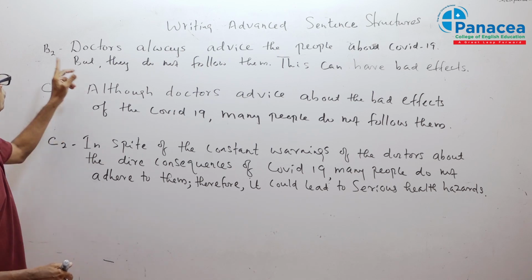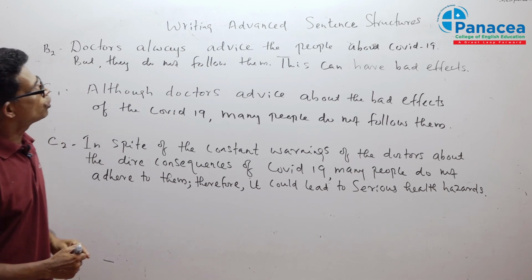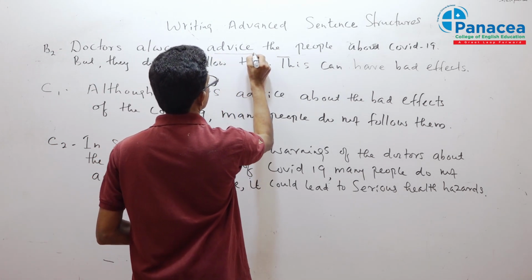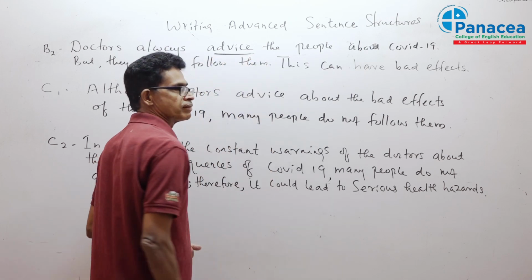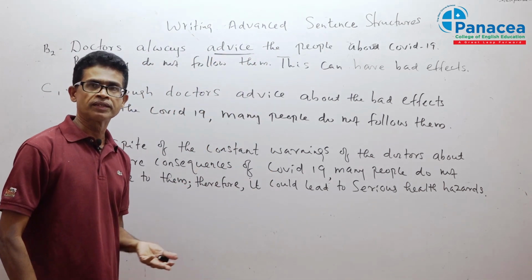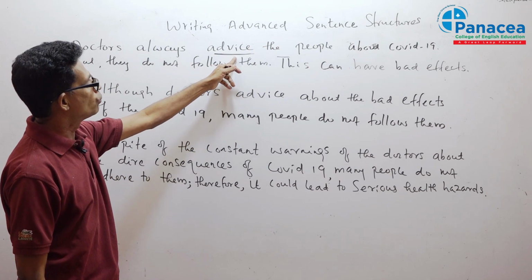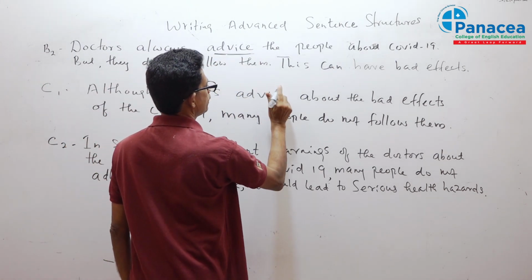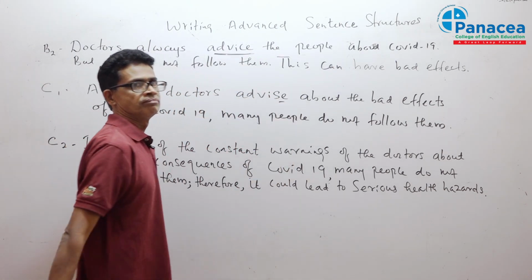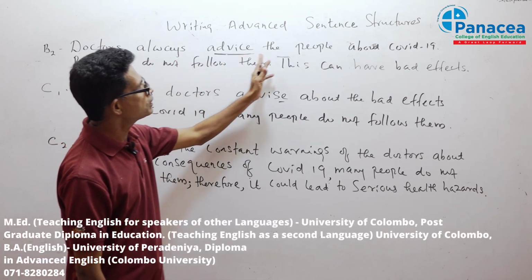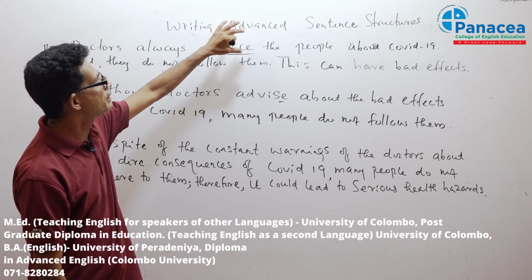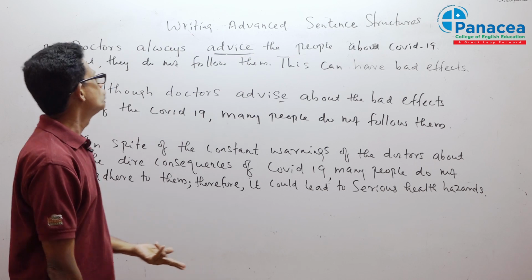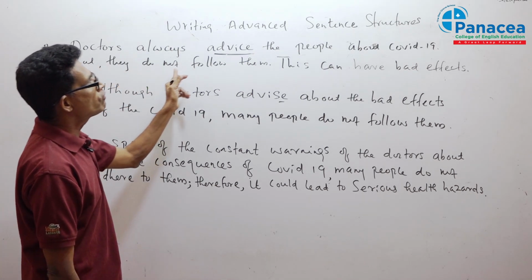Okay. So, B2 level: doctors always advise people about COVID-19. Here, advice is the noun. අපි සාමාන්‍යයෙන් British English නේ use කරන්නේ. Advice is the noun. එතකොට advice මොකක්ද වෙන්න ඕන නැත්තේ? ඇත්තටම advice noun, then advise is the verb. So, advise the people about COVID-19. This is the direct translation. You think in Sinhala and directly translate it into English. But they do not follow them.